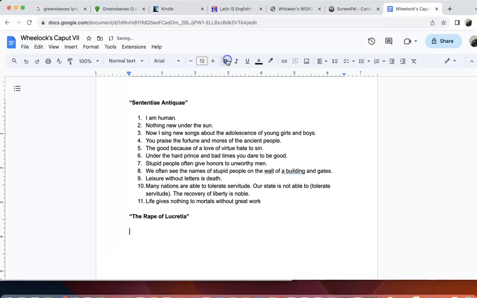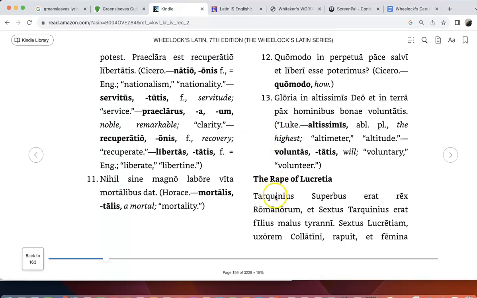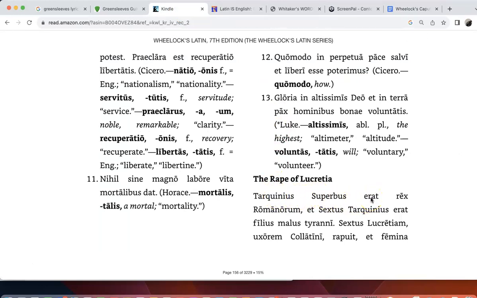So Tarquinius was king of the Romans. So let's take a look at that Latin here. This one's fairly straightforward. Tarquinius Superbus was, erat, the imperfect form of to be. You had that earlier in the book. So Tarquinius Superbus was king, and then of the Romans.